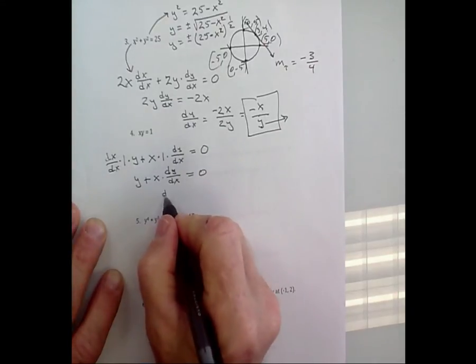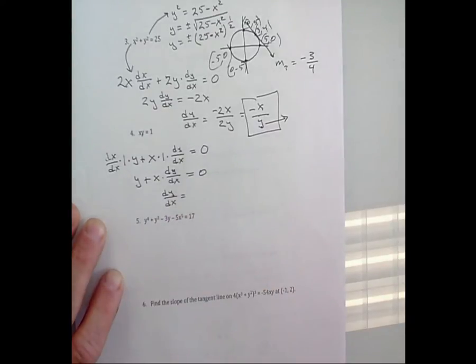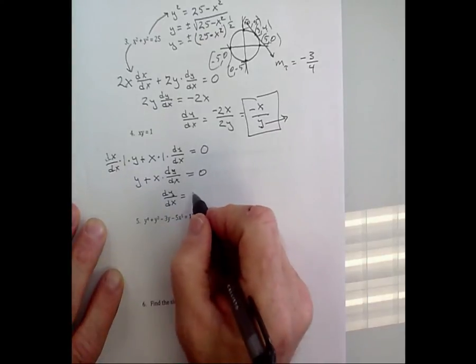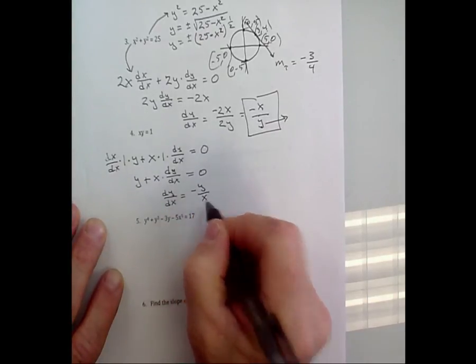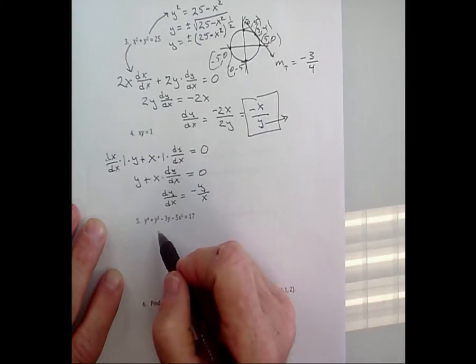So that means dy/dx equals what, Aaron? Negative y over x. So I would need both the x portion of the point and the y portion of the point to figure out the slope. Okay?